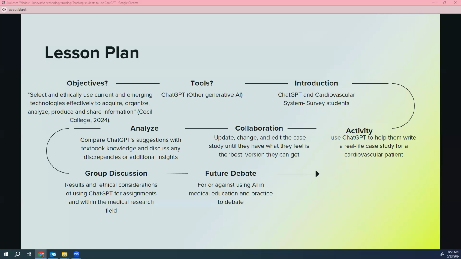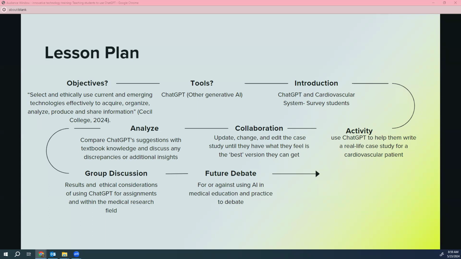And then, as a large group, we will discuss the ethical considerations of using ChatGPT for those assignments within the medical research field. As a homework assignment, students would then be assigned to the for or the against group on using AI in medical education and practice, to debate during the next class. And then finally, students would be asked to write a short reflection on the activity and what they really gathered from it.